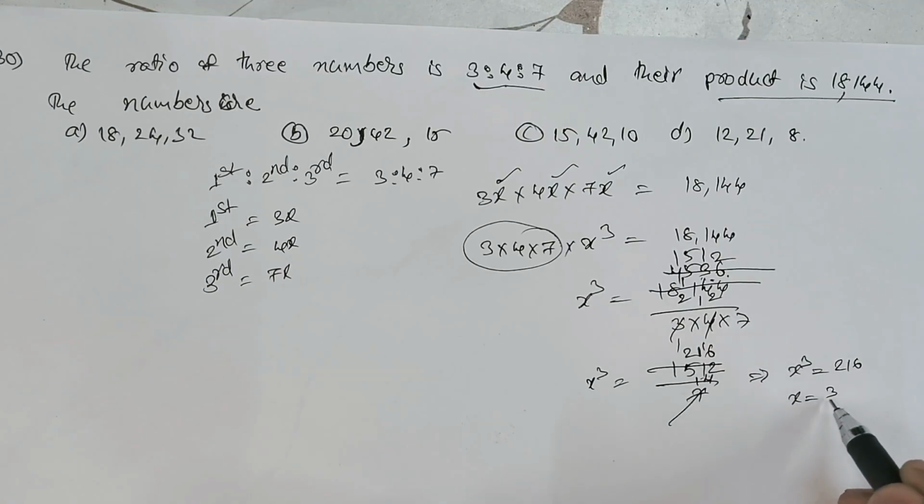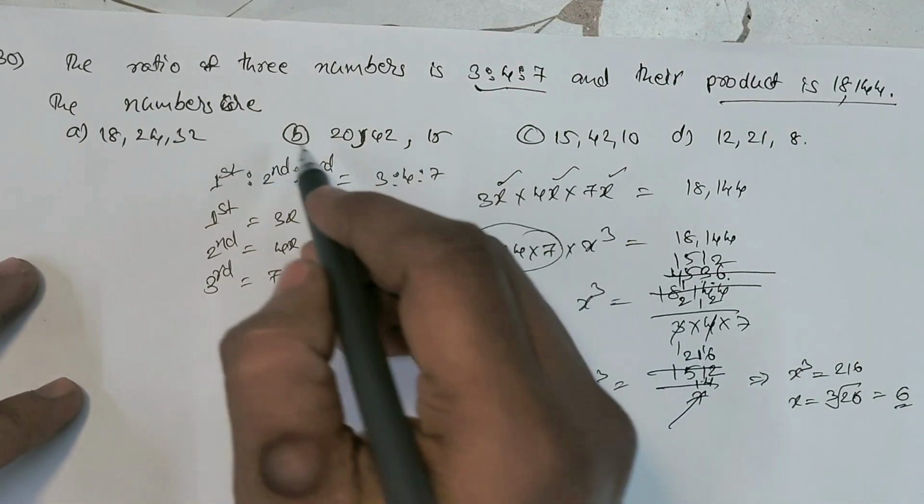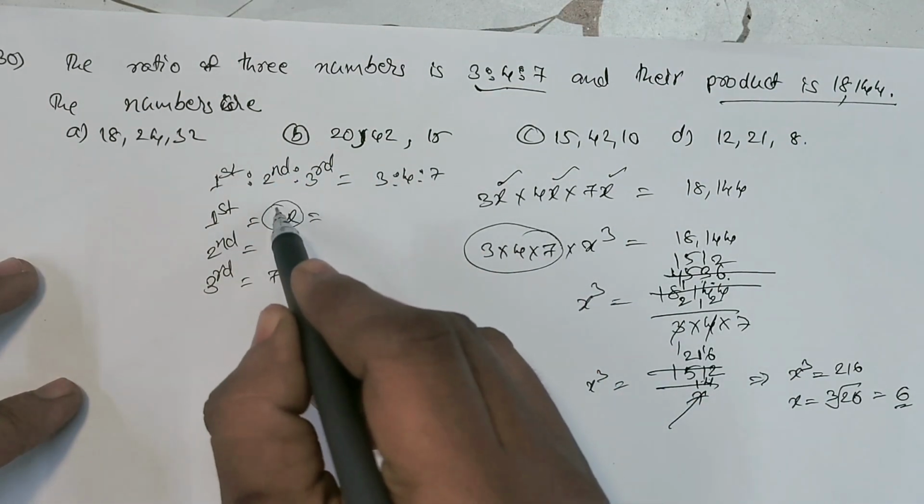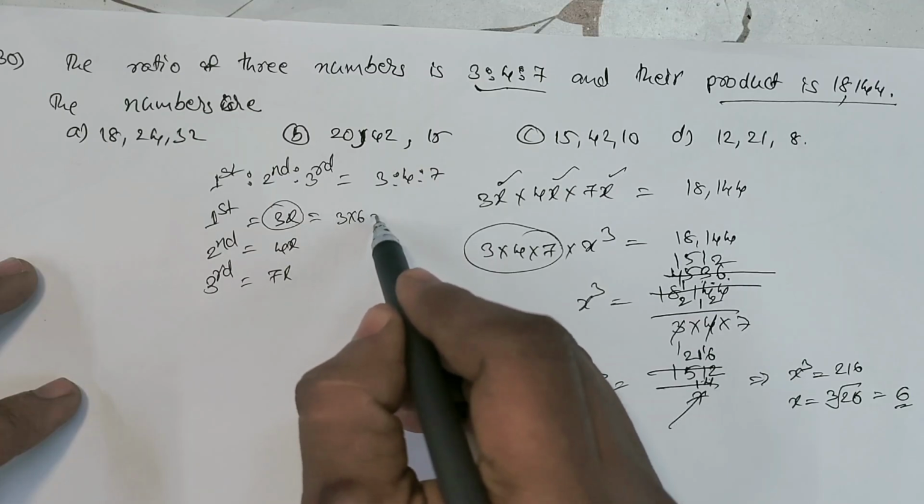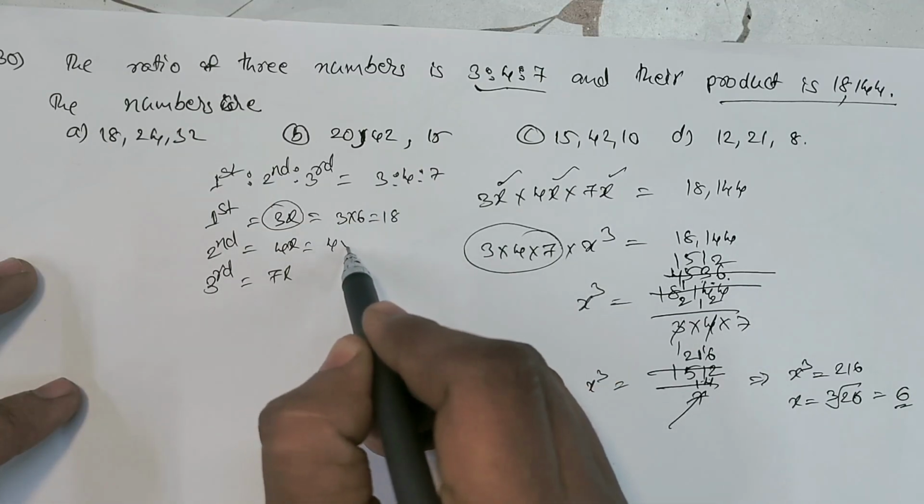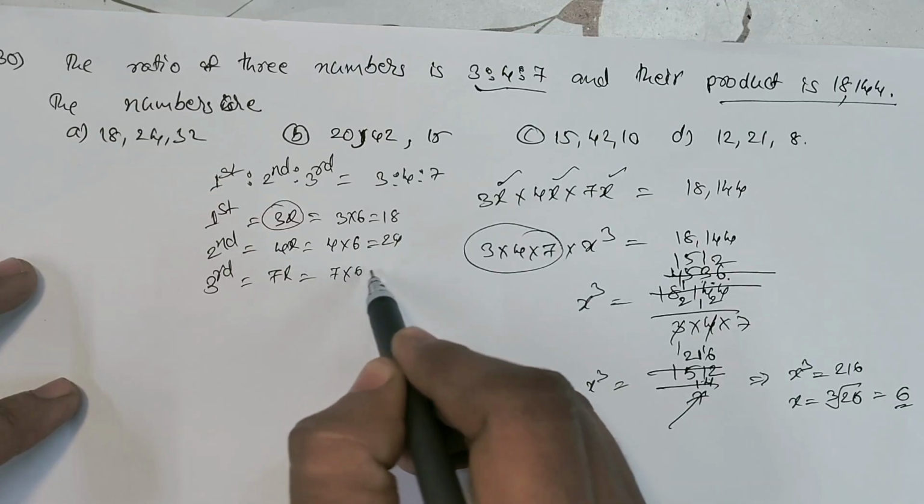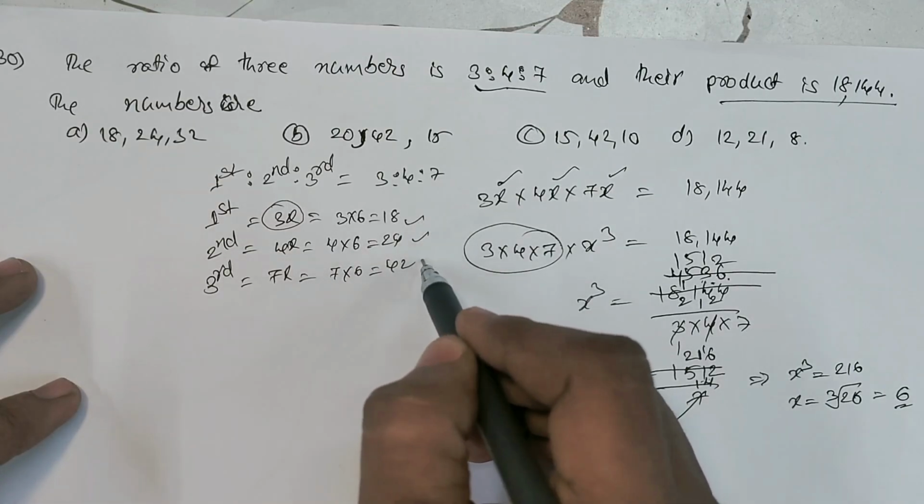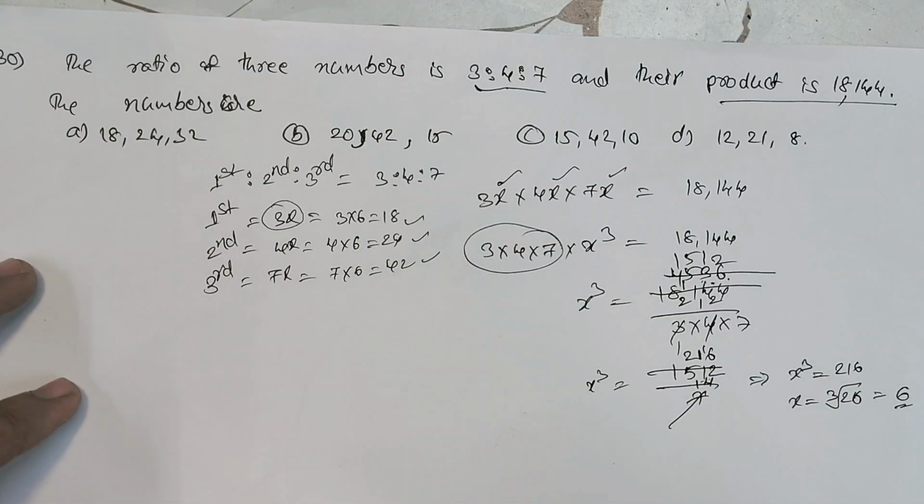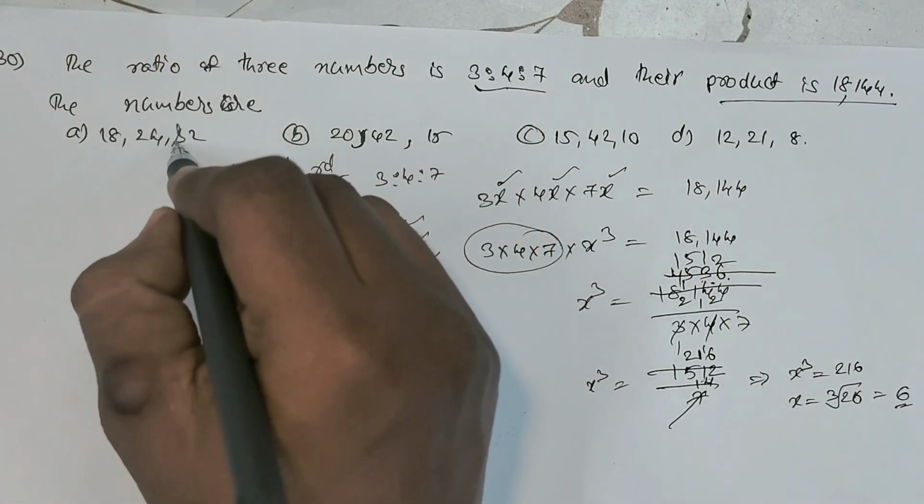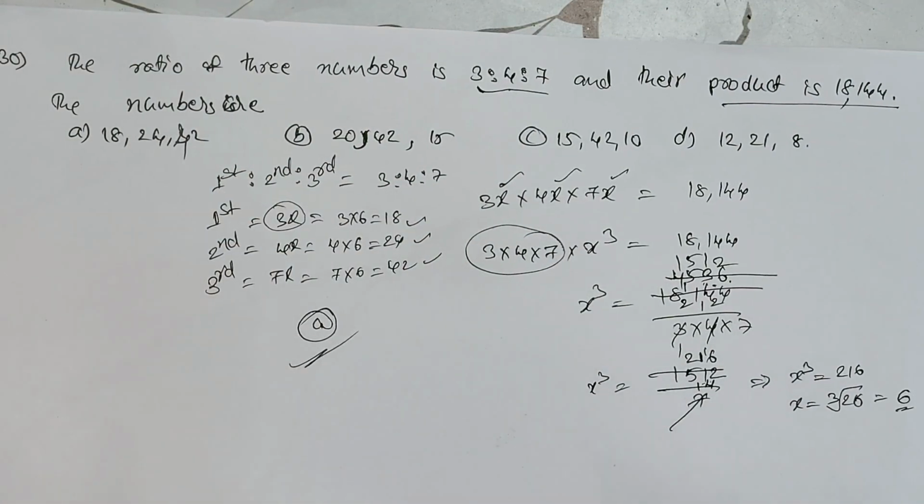From this x is equal to the cube root of 216. Cube root of 216 is what? 6. The x value we got is 6. Now we are asked to find these numbers. We know the first number is 3x. So 3x means what? 3 into 6, that is 18. Second number 4x, that is 4 into 6, 24. And third number 7x, 7 into 6, 42. So 18, 24, 42. If you see, you can see this is 42. So the first option is the correct answer for this question.